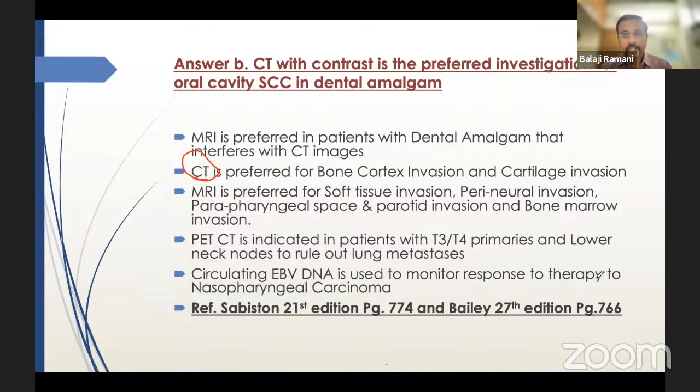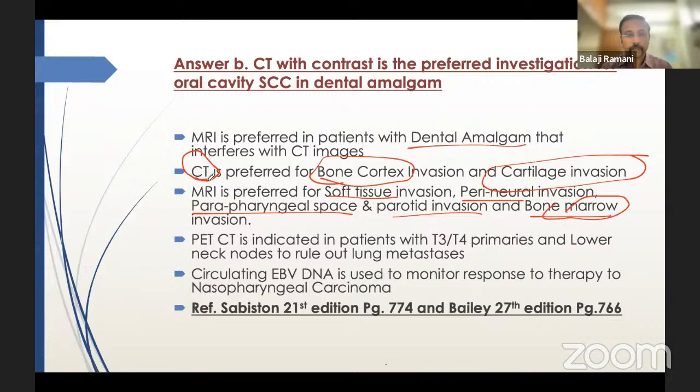So MRI is going to be used for soft tissue invasion, perineural invasion, parotids, bone marrow invasion, parapharyngeal space. All this MRI is going to be preferred, and also in the presence of dental amalgam. CT is going to be for cortex and also for the cartilage. You can remember C for C. Cartilage and bony cortex is going to be by the CT scan. Marrow is going to be MRI. So M for M, C for C, and M for M. Bony cortex is going to be by the CT, and bony marrow is going to be by the MRI.